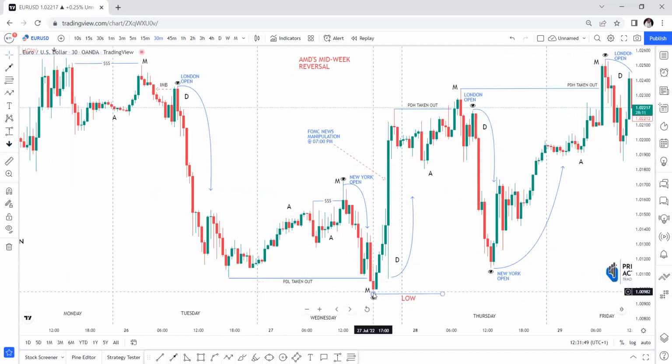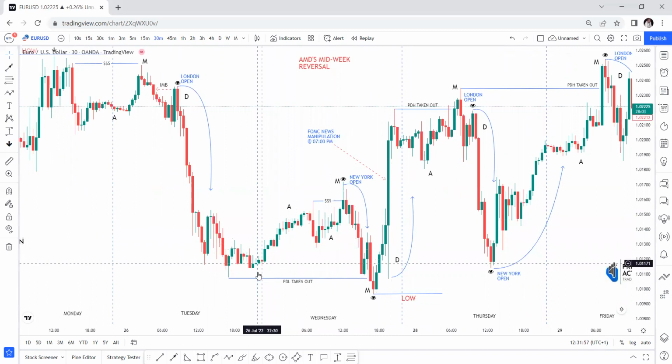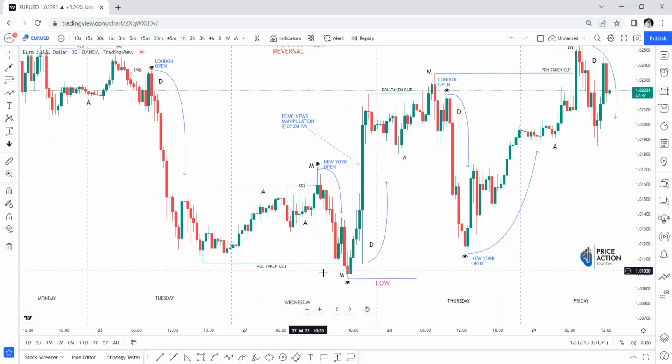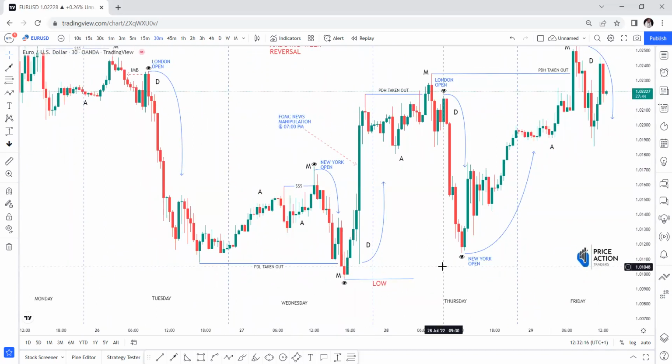So once this place is taken out, what do you expect? Price will start moving in the opposite direction to distribute. So this now creates the larger size of this AMD. So the internal structure has been maintained. So New York open distributed into London close. Yeah, London close. This happens around 7 p.m., and 7 p.m. falls on what? On the FOMC news release, 7 p.m. FOMC on Wednesday. Yeah, Wednesday 27th of July.